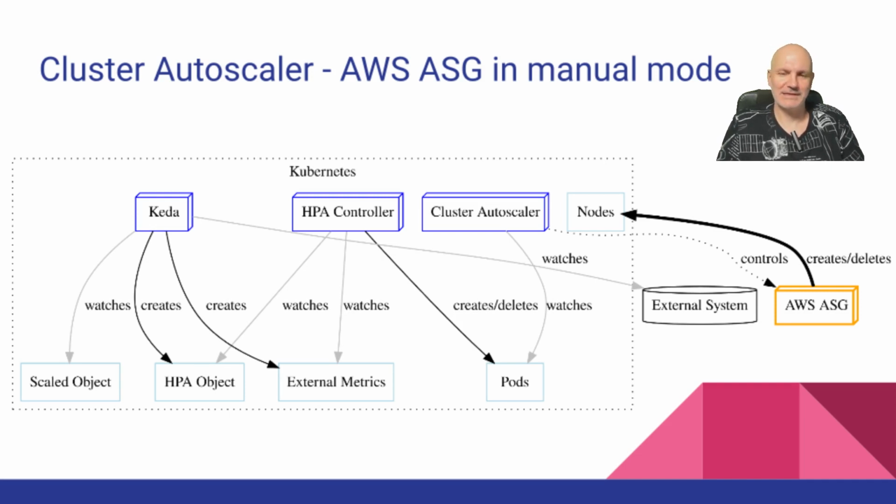In AWS, it is called AWS Autoscaling Groups, or AWS ASG. The AWS ASG has advanced autoscaling capabilities of its own, like scaling policies, scheduled scaling, or predictive autoscaling. But when used with cluster autoscaler, it operates in so-called manual mode, as cluster autoscaler makes all the scaling decisions.